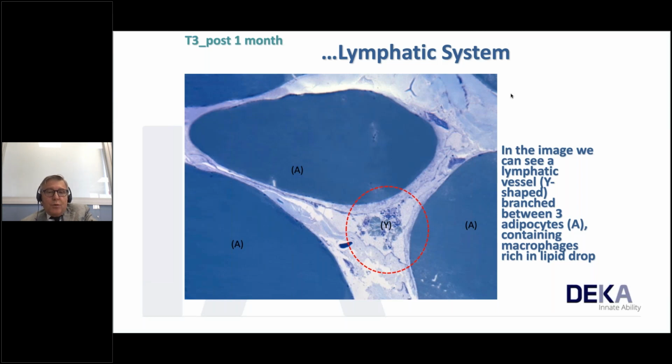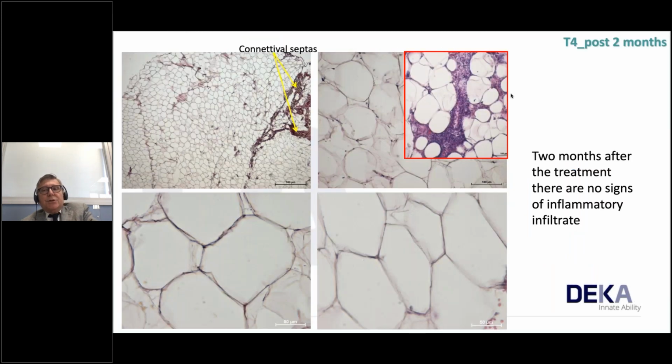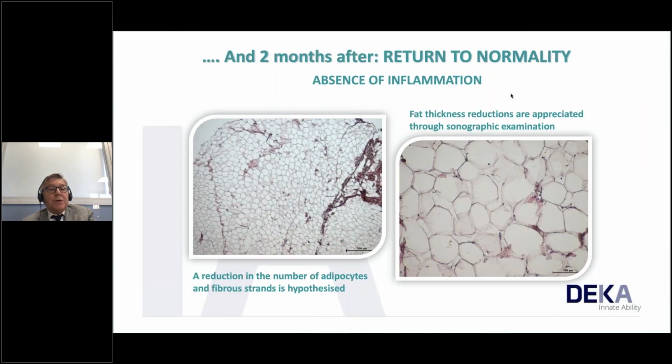And histologically, what happens after? You see, 2 months post-op, there are no signs of inflammatory infiltrate. You see the infiltrate that I showed before in the red box, and actually the connective septa are restored and there are no signs of inflammation here. Here again, you see there is a reduction in the number of adipocytes and fibrous strands that is hypothesized. The fat thickness reduction is appreciated through sonographic examinations that have been performed.